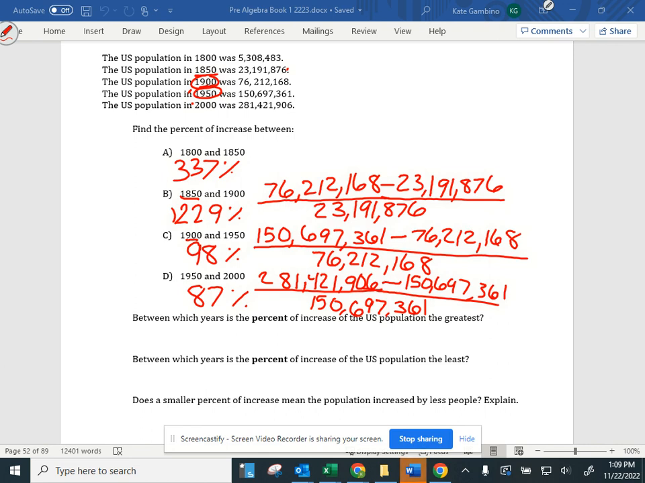I think I rounded because I got 88%. Okay. So if we have 281,421,906 minus 150,697,361, I get 130,724,545. Is that what you got, Tatum? Yeah. Divide that by 150,697,361, and I get 0.867.